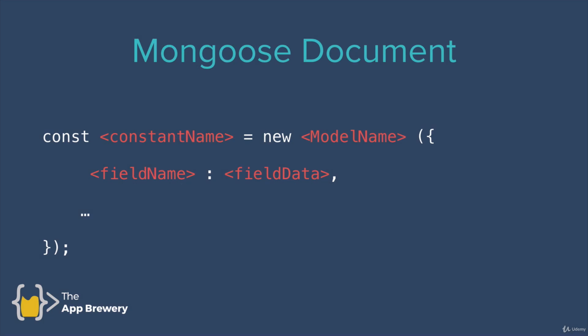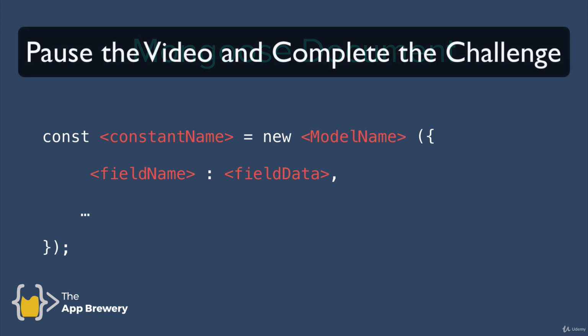Just as a reminder, the way that we create new documents using Mongoose is something like this. So we would create a new constant, then we would bind it to a new model name. So in this case, that would be item. And then we specify the values for each of the fields in our schema. We've done this before, and so I want you to pause the video and try to create 3 new documents, which will be the default items in our to-do list, and they can say whatever it is you want them to say.